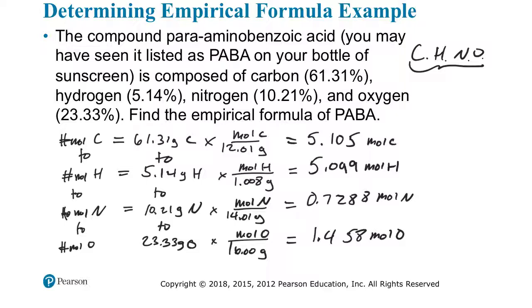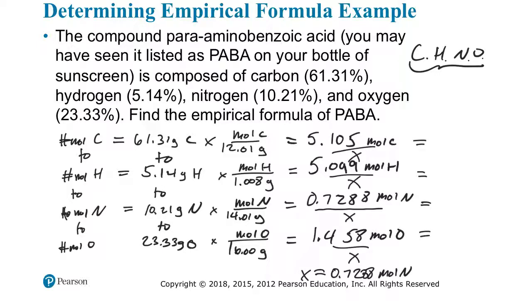Okay, so this works out to about 5.1 moles of carbon and hydrogen, 0.7288 moles of nitrogen, and 1.458 moles of oxygen. The next step would be identifying the smallest number, which looks like the nitrogen number, and dividing all of those by that same number. So I'm going to divide all of these by x, where x is the smallest quantity. This is just mathematically a way that we might get closer to simple whole number ratios. We stop and calculate, and we get our ratio ends up being whole numbers.